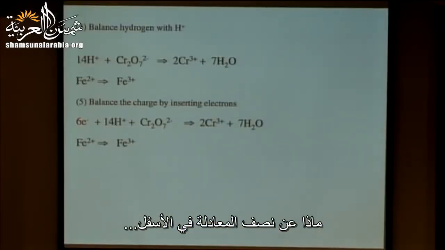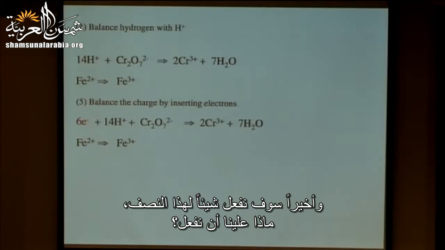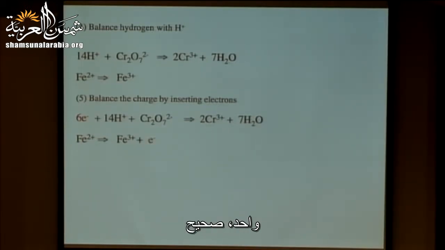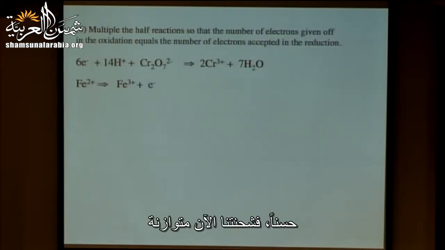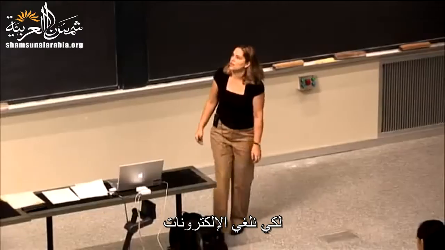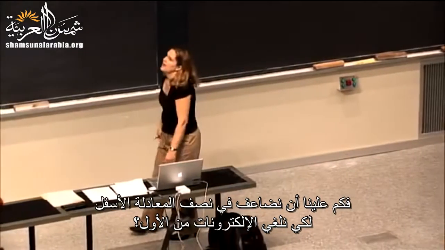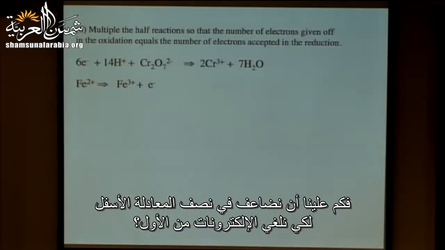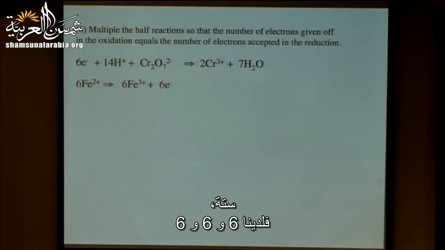So what about the bottom? Finally, we get to do something with the bottom one. So we add how many electrons? 1. Right. OK. So now our charge is balanced. Now we want to multiply up one of the half reactions so that the electrons are going to cancel. And so what do we have to multiply the bottom equation by so that the electrons cancel with the first? 6. So we have 6, 6, and 6.